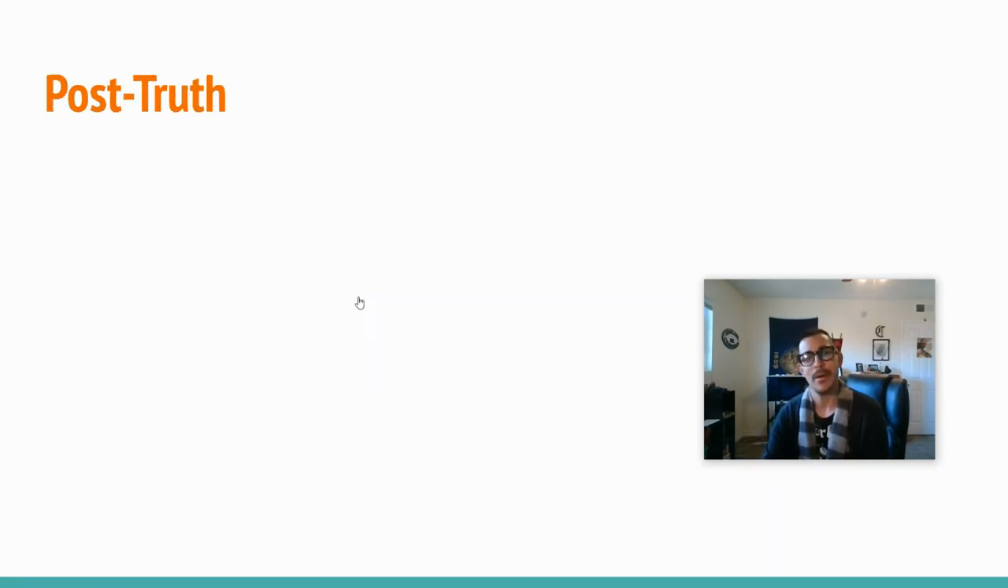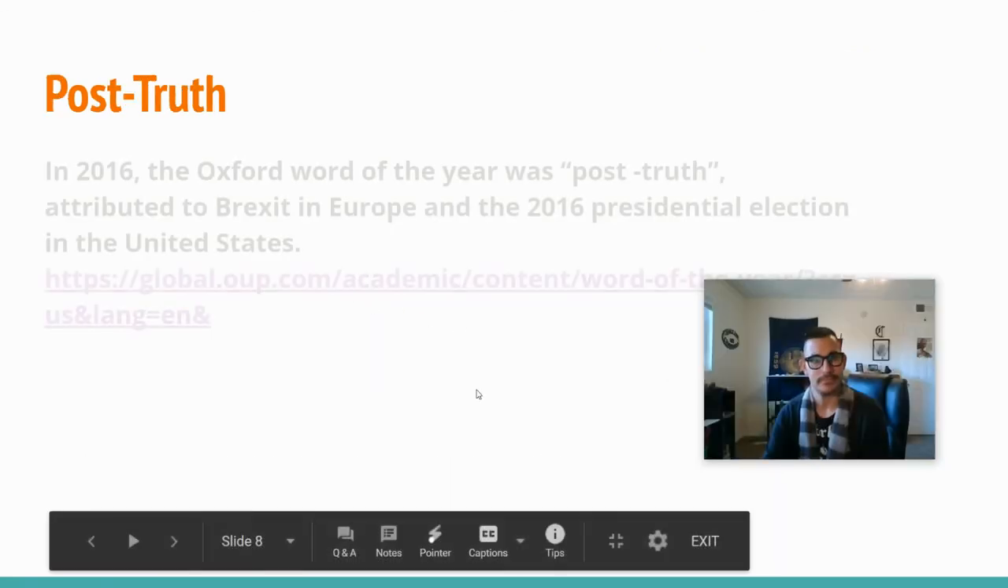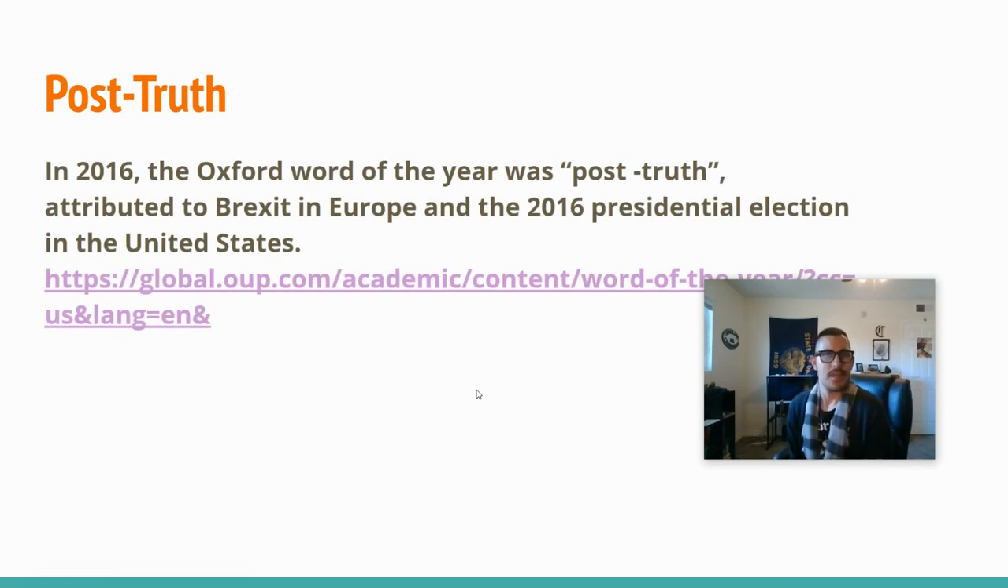Next, we're going to talk about post-truth. Now, the 2016 word of the year for Oxford was none other than post-truth, when we consider what was happening with Brexit in Europe and with the 2016 presidential election.